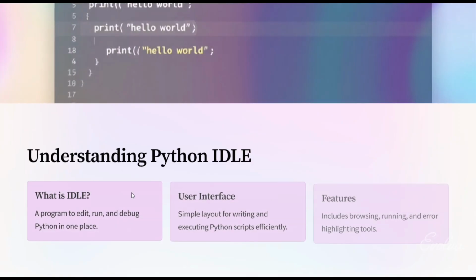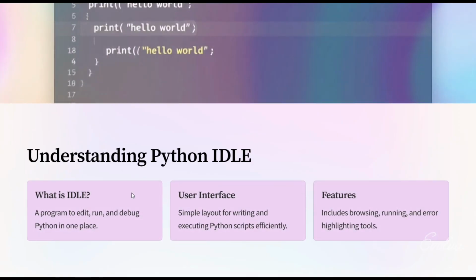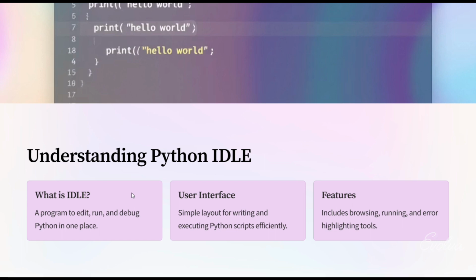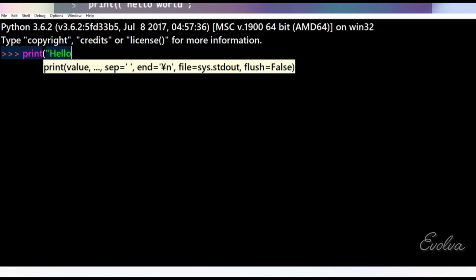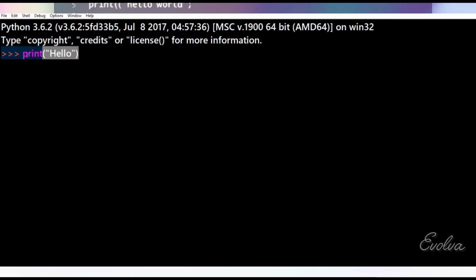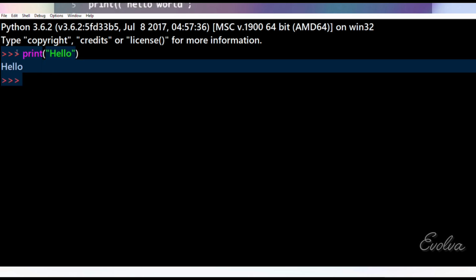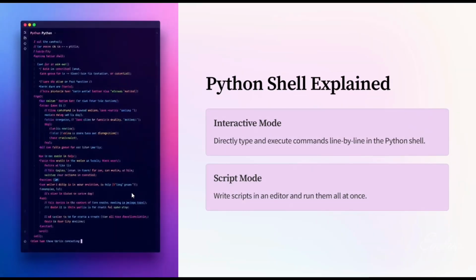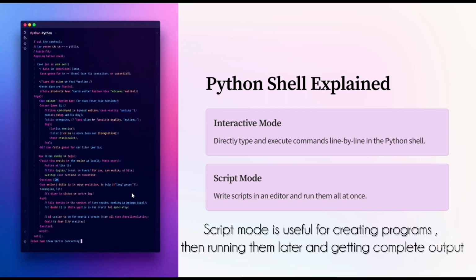That's it. Now let's see what IDLE is. The full form of IDLE is Integrated Development and Learning Environment. It comes with Python. The most important feature of IDLE is that it is a program that allows the user to edit, run, browse, and debug a Python program from a single interface. The interactive interpreter of Python is termed the Python shell. There are basically two modes in Python. First is the interactive mode and another is the script mode.